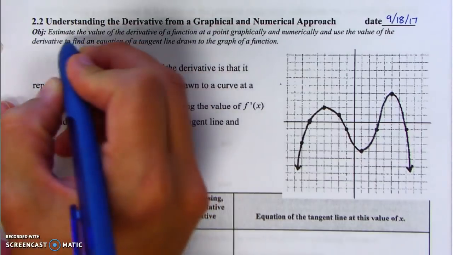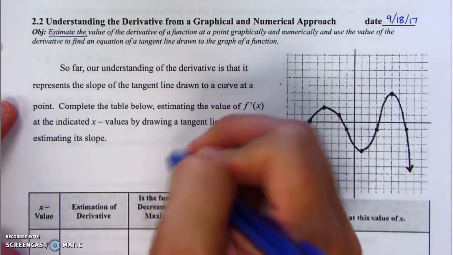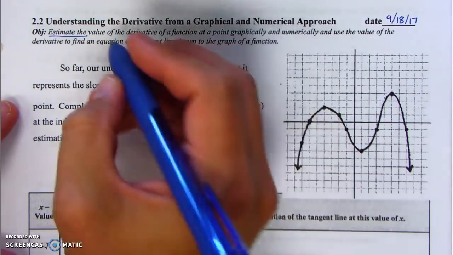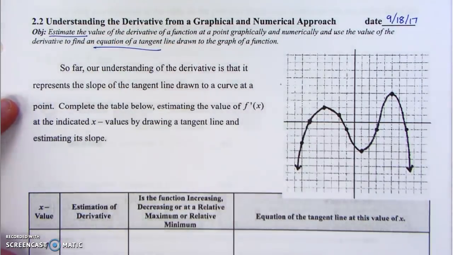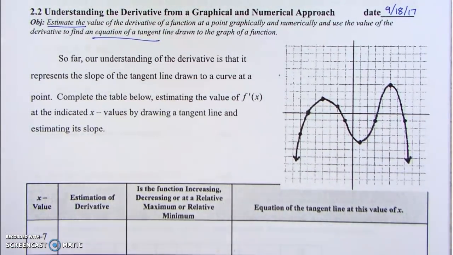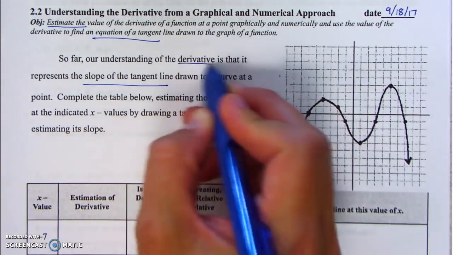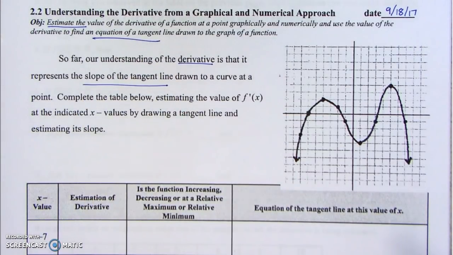So our goal is, at first we're going to estimate, and that's why we're doing it all together, because if you were to estimate on your own, everyone might get a different answer. And then we're going to find the equation of the tangent line. So far our understanding of the derivative is that it represents the slope of the tangent line drawn to a curve at a point.